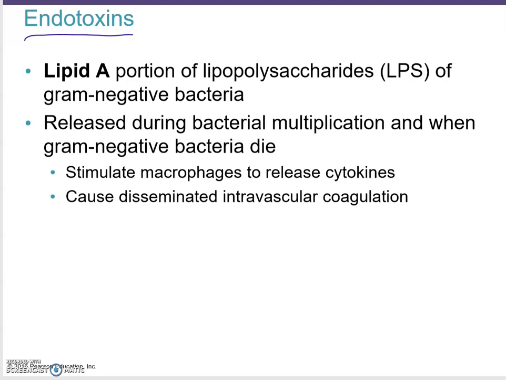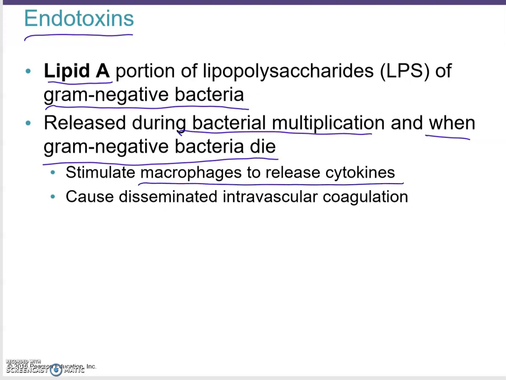Moving on to endotoxins. Endotoxins, they're basically part of the cell wall of gram-negative bacteria. So specifically the lipid A portion of lipopolysaccharides of gram-negative bacteria. They're released during bacterial multiplication and more often when gram-negative bacteria die, as in they're being digested by a macrophage and then the toxin is actually released through this mechanism. They typically stimulate macrophages to release cytokines, and then they can cause disseminated intravascular coagulation.